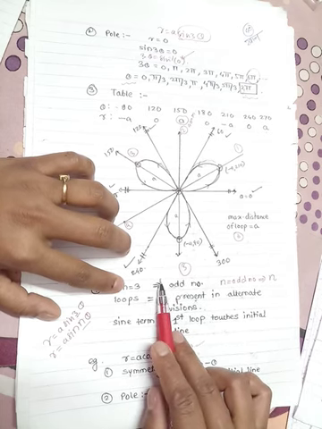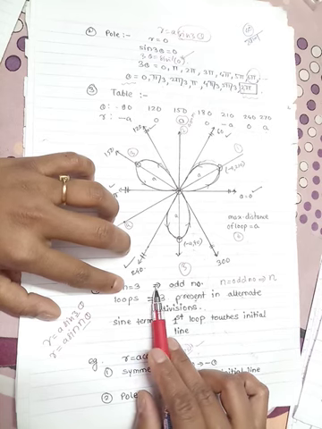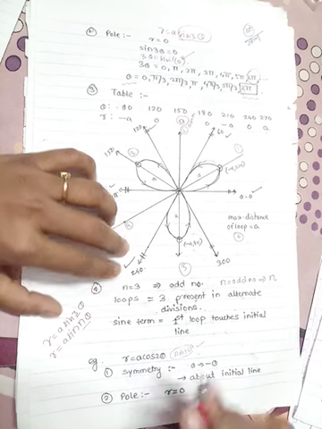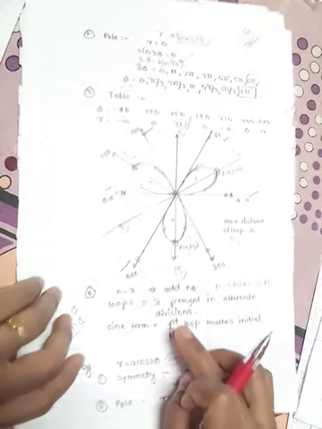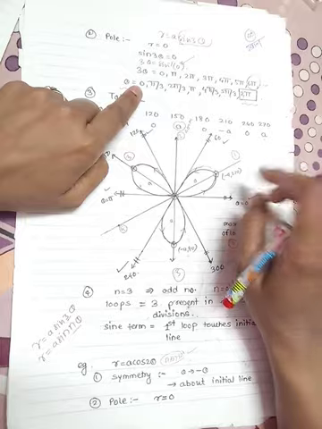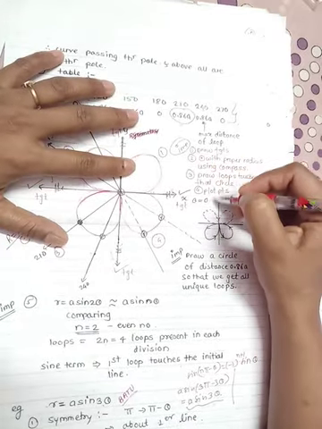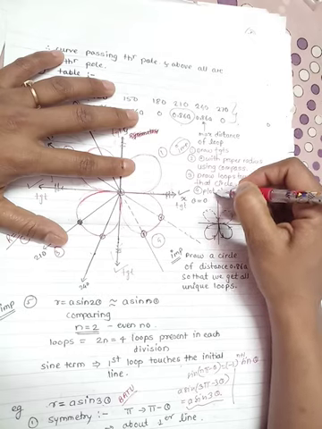Then n is an odd number, hence these loops are present in alternate divisions. The divisions we get from these tangents. So to trace the rose curve, these are your sequence. This is your sequence for tracing the curve.